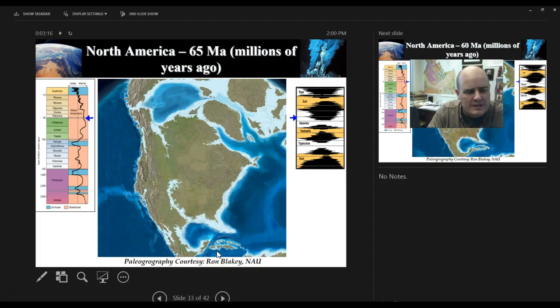You keep going, and by the way, then we have 65 million years ago. This is when the dinosaurs pretty much died out. Okay, a big meteorite impact hit the Yucatan Peninsula below. We're not going to get into that today, but it killed most of the dinosaurs. Okay, so this is what North America would have looked like during that time frame. Here's a mid-ocean ridge out here. Notice there's one also out here.